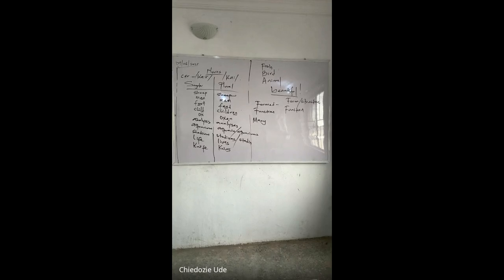So moving on, we have been able to give the first definition of a noun according to its form. That is, a noun is a word that can be inflected or changed to show its plural form. You get me? It is changed to show its plural form.